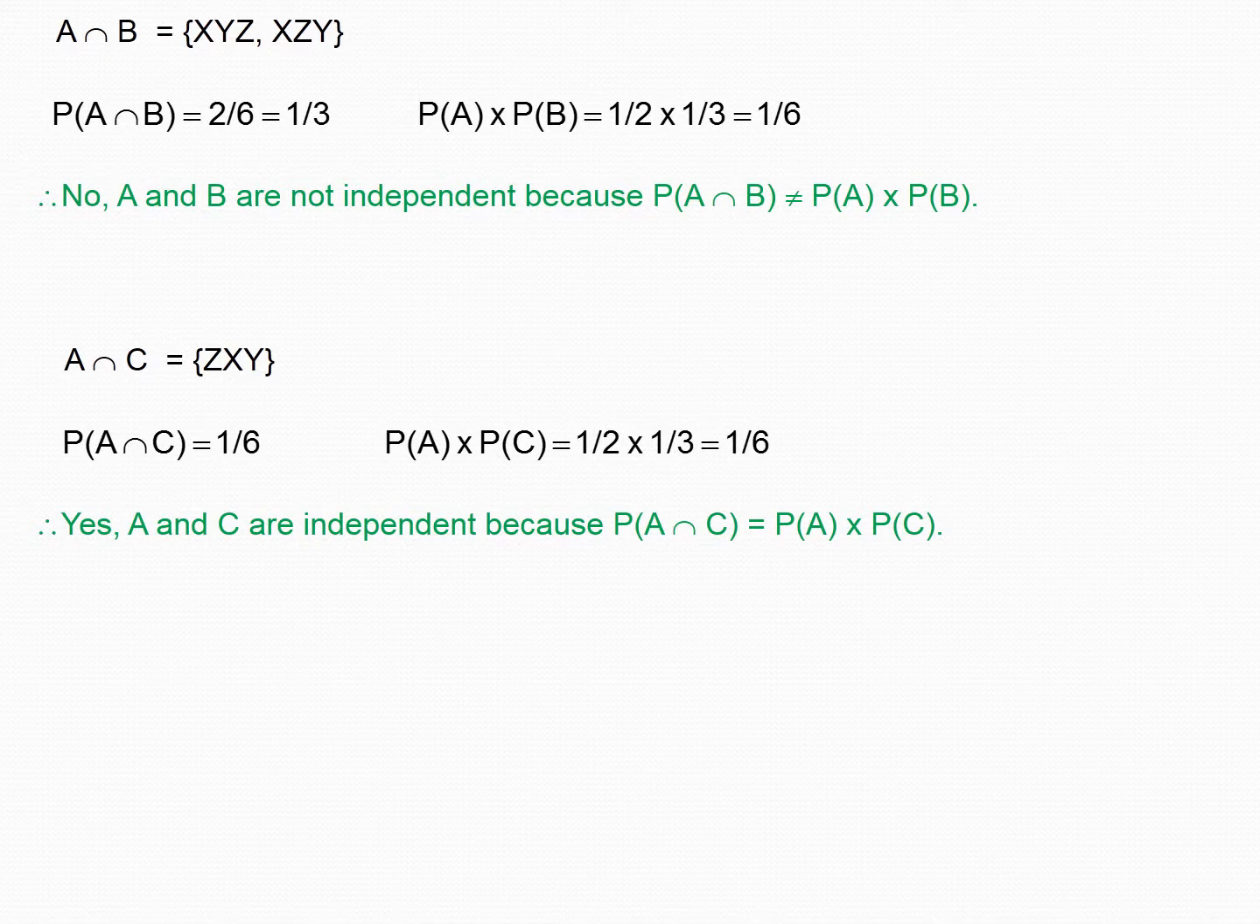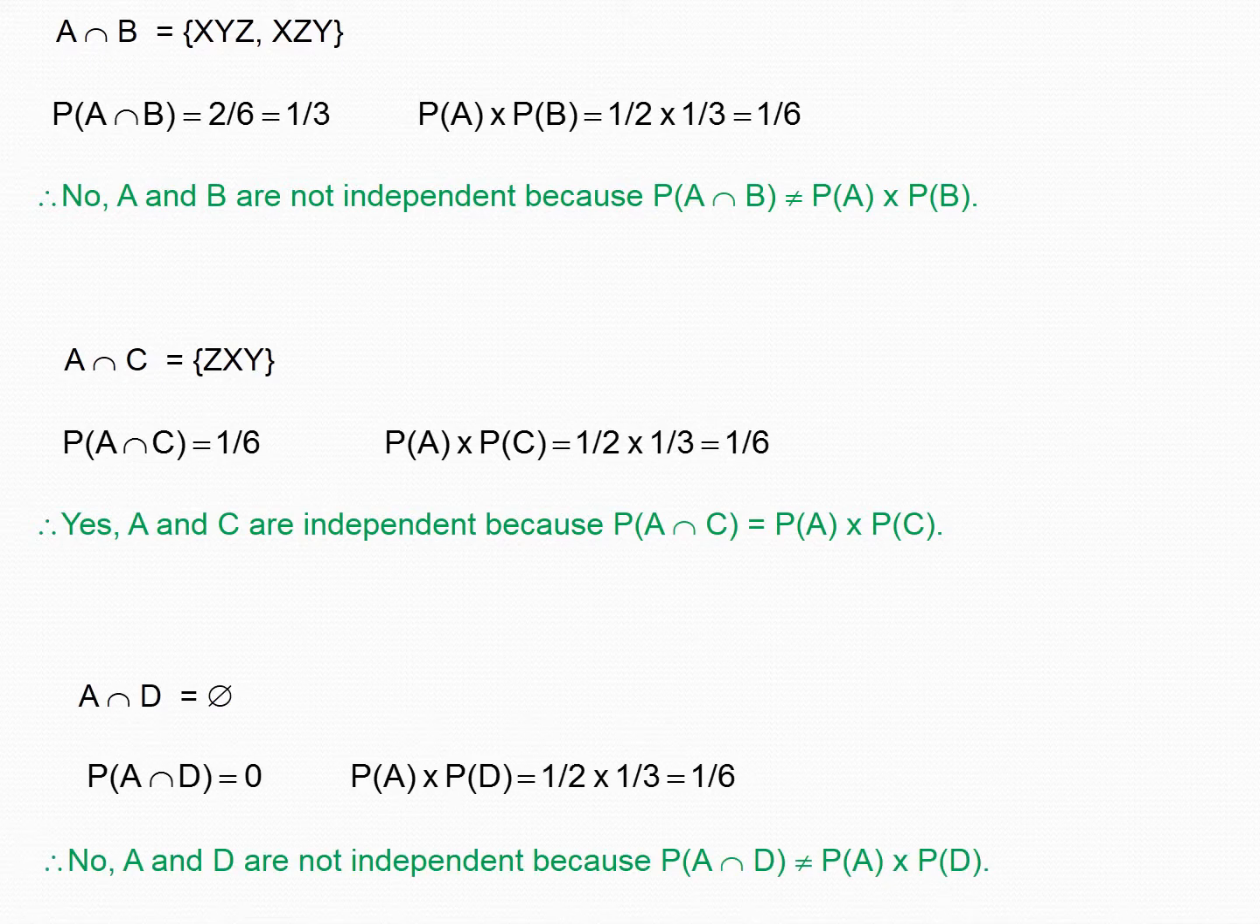If you look at the intersection of A and D, they will have no outcomes in common. So that intersection will be a null or an empty set. So the probability will be 0. But if you multiply the probability of A and the probability of D, you will have 1 over 6. So that means that A and D will not be independent, since the probability of that intersection will not be equal to the probability of A times the probability of D.